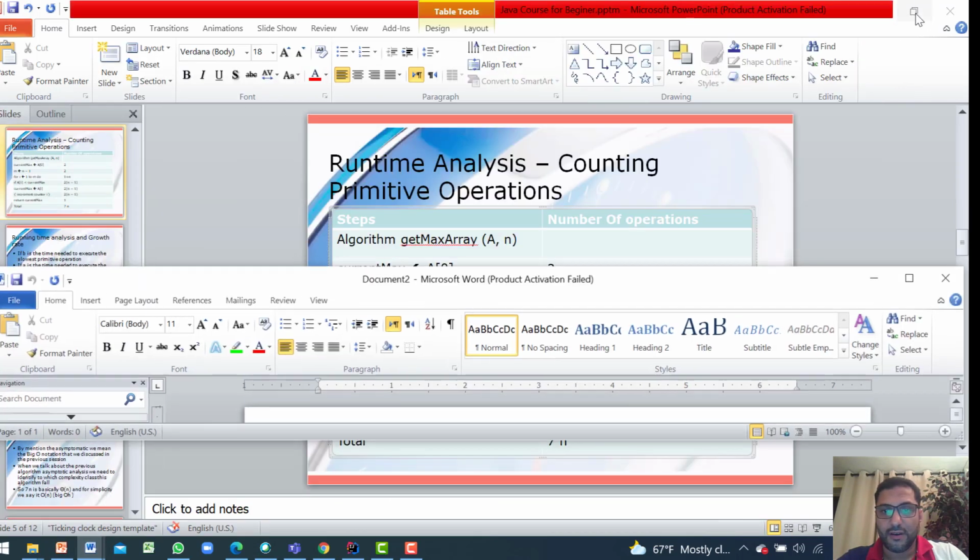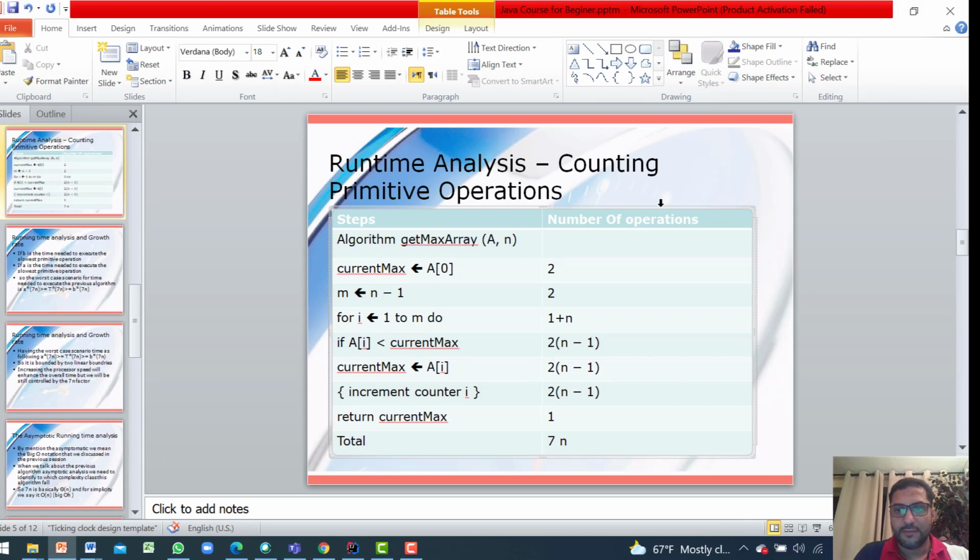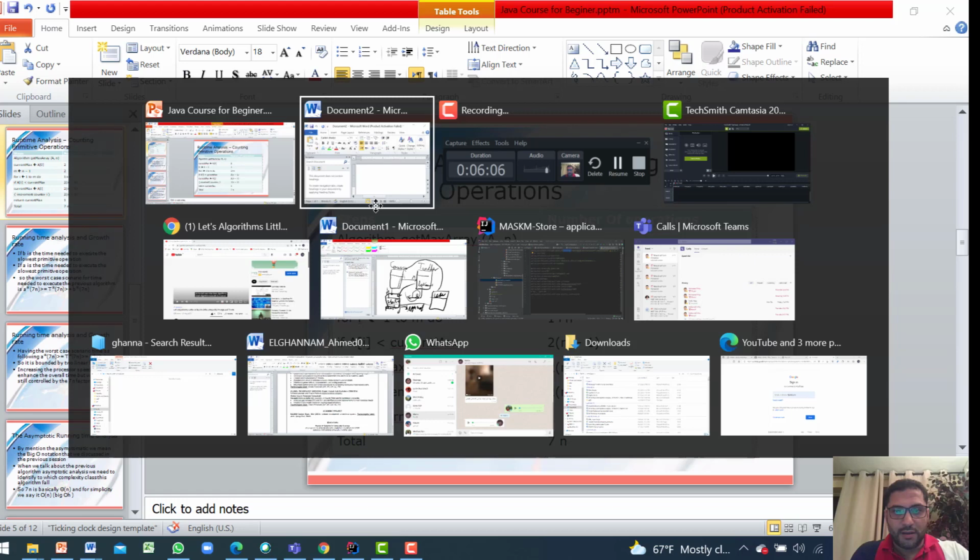So we have here our calculation. I'm gonna take this whole thing as a copy and put it in the Word document so we can analyze it together. Now look at this one.